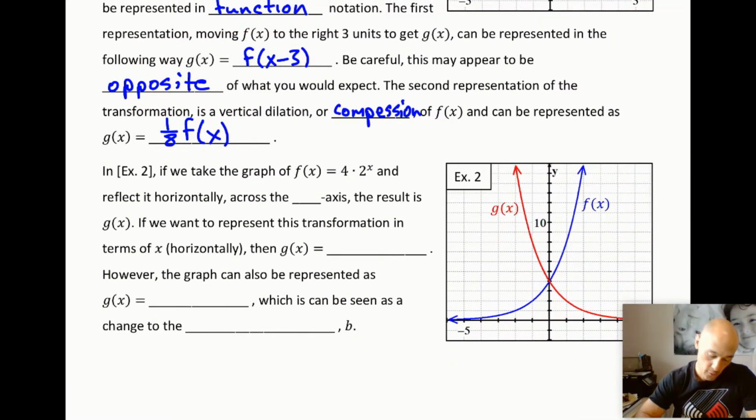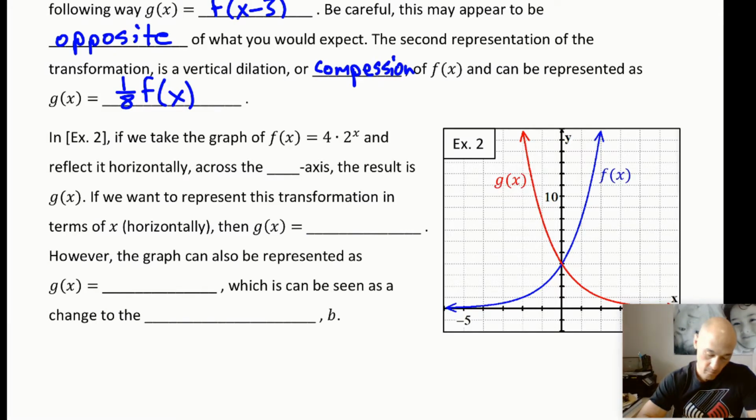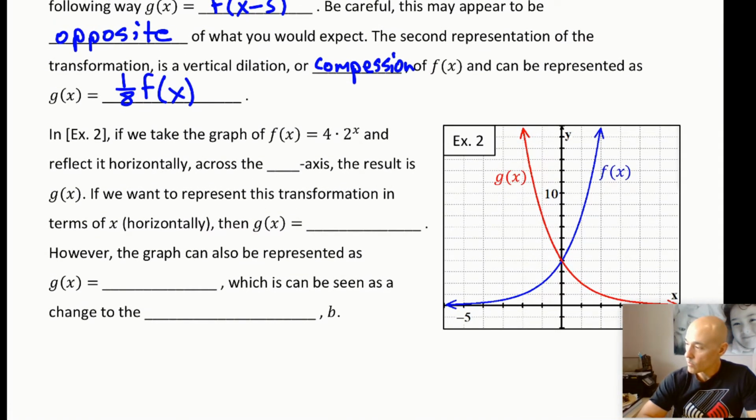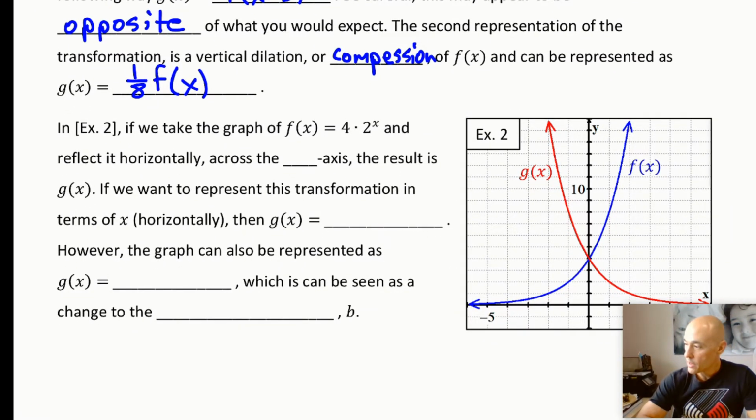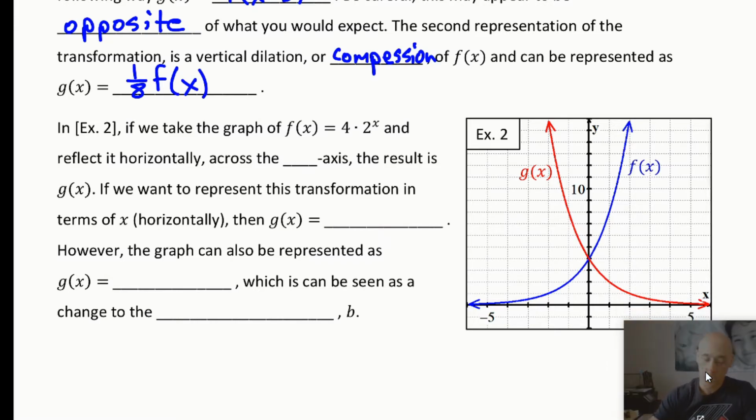In example 2, let me get it so you can, well, you're not going to be able to see all of it either way there. So I'm going to pull myself down just a touch so you can see it. All right.